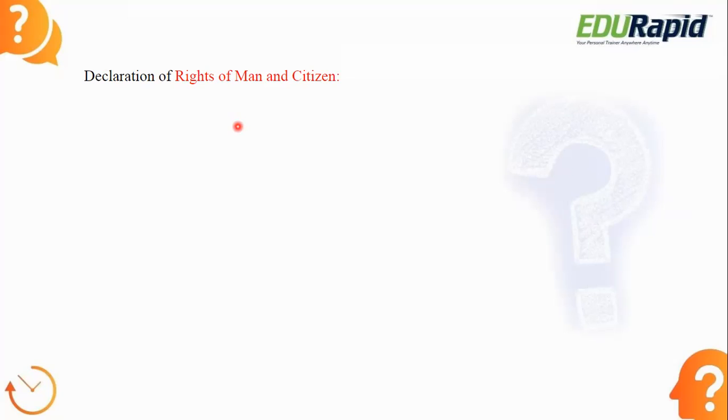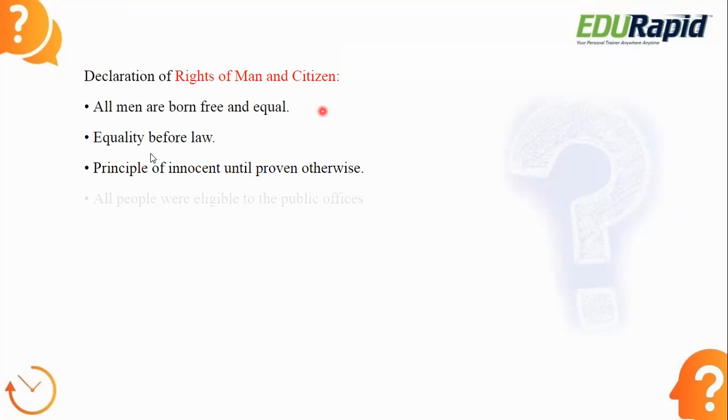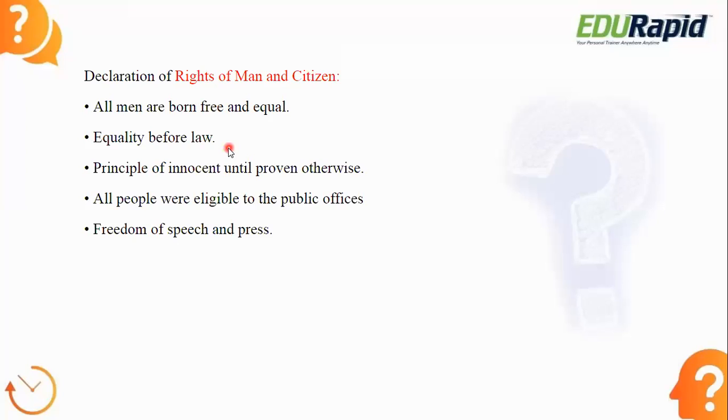They fought a lot of rivalry among the French people, that is the third estate people, the first estate and the second estate people, and also with the king. So after all the rivalry and all the fighting, finally they came up with the Rights of Man and Citizen. It included these clauses. One is that all men are born free and equal. Then equality before law. Still in our constitution we can see this equality before law and equal protection of law. That is Article 14 of our constitution. We borrowed all this from these revolutions only.